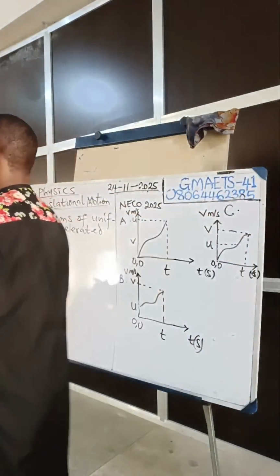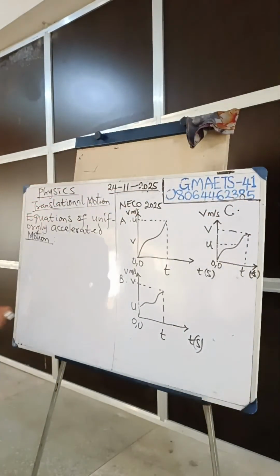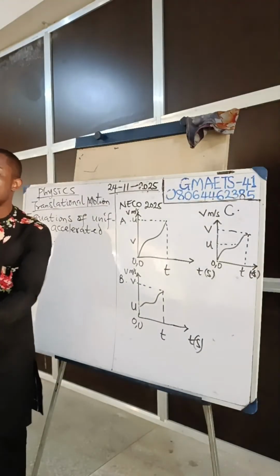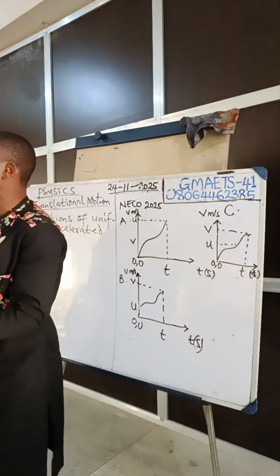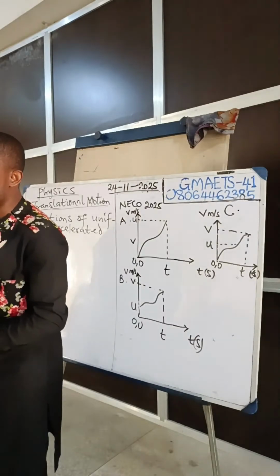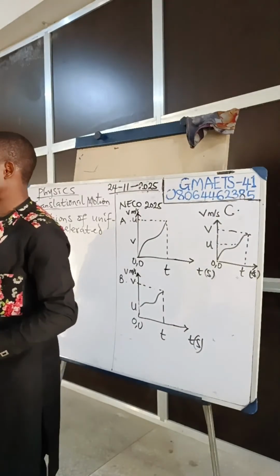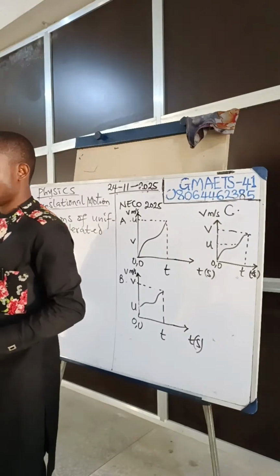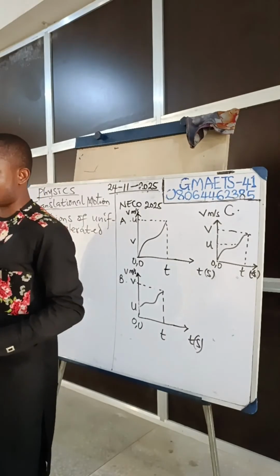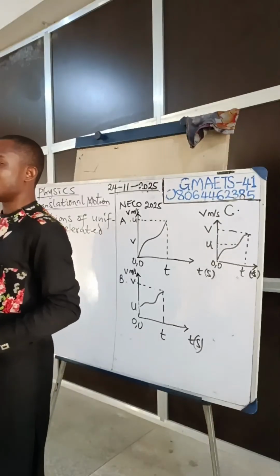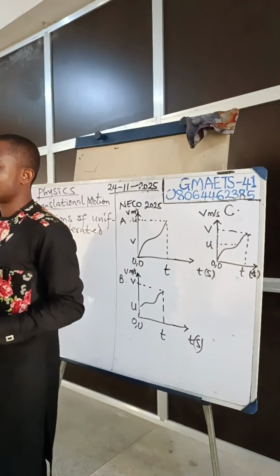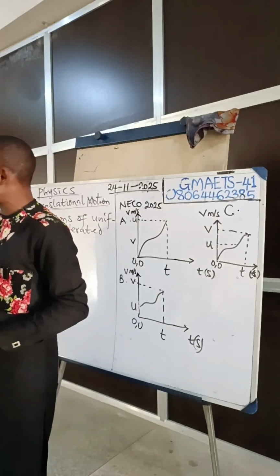First equation of motion. There are three basic equations of motion. There are three basic equations of what? Motion. So we're going to talk about the first equation of motion, the second equation of motion, and the third equation of motion. Then I'll give you two other equations of motion. But anytime you hear equations of motion, there are three of them.